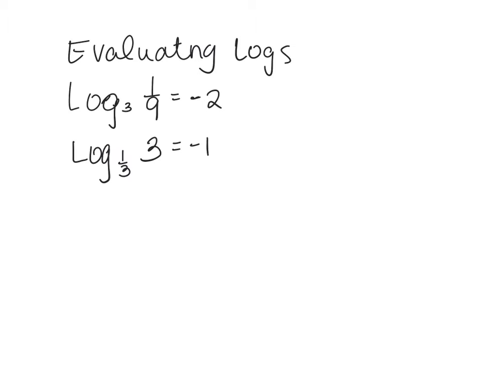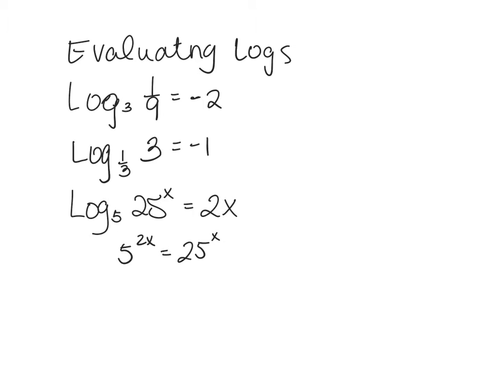And we can look at some other more complicated functions like the log base 5 of 25 to the x power. Well, 5 to what power gives us 25 to the x power? Well, that is going to give us 2x. Because we can't do 5 to the x, but we can do 5 squared, and that's where the 25 to the x comes from. So that's how we get that.